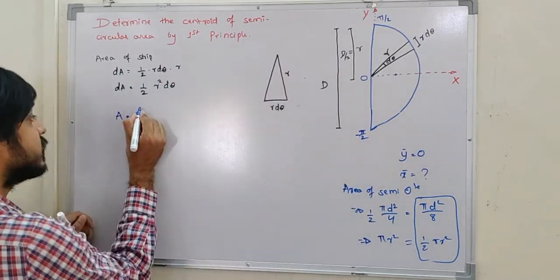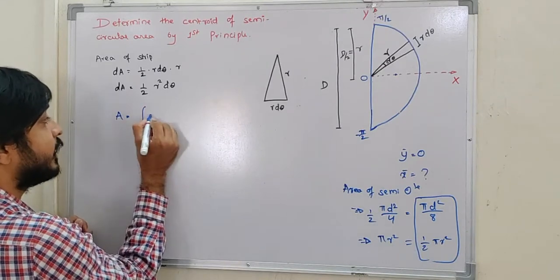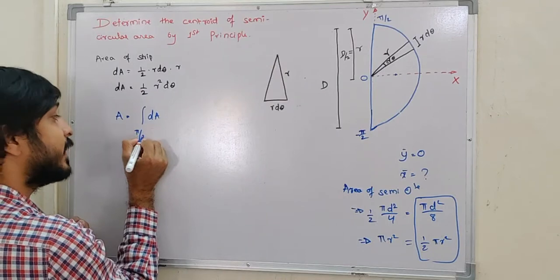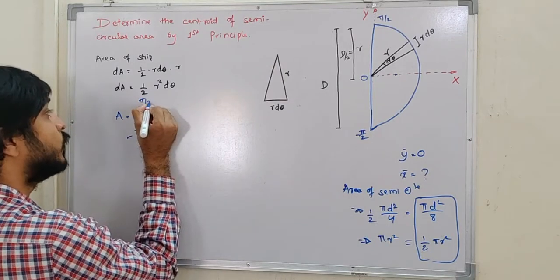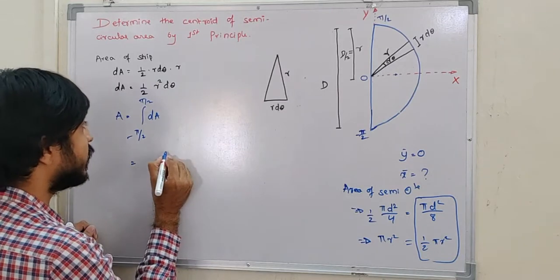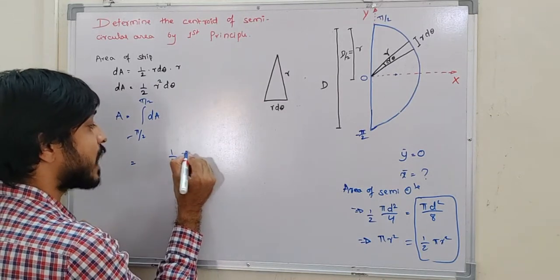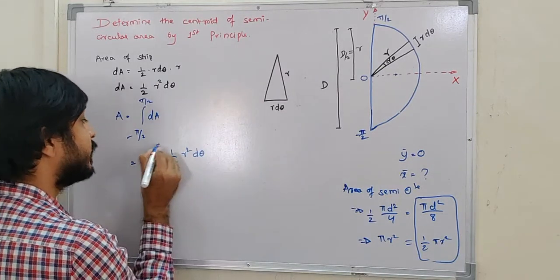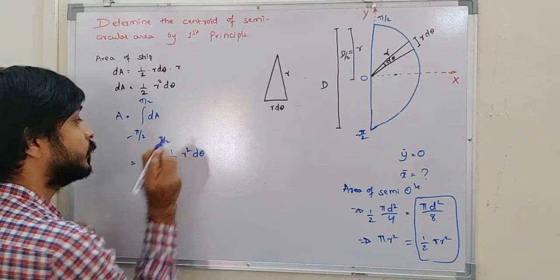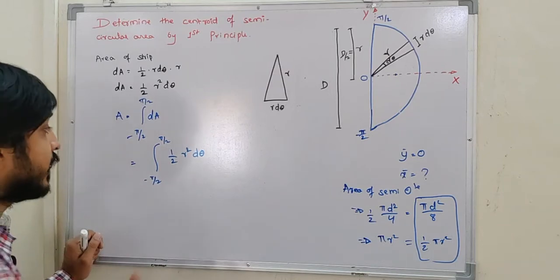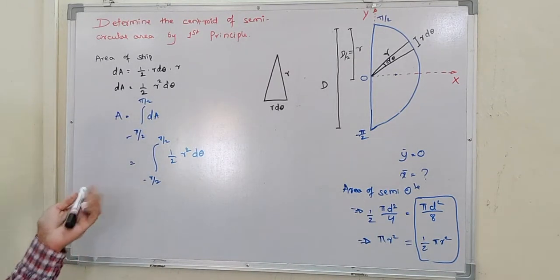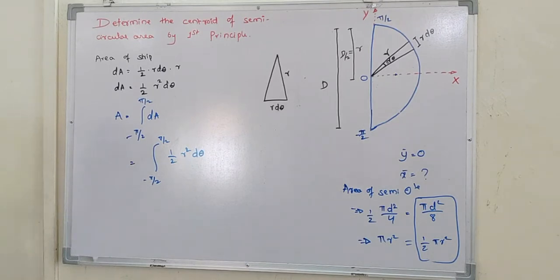Correct? So therefore this is integration of dA. The limits are minus pi by 2 to plus pi by 2. Correct? So now I will substitute dA here. If I substitute dA, what does it become? Half of r square d theta, and the integration ranges from minus pi by 2 to plus pi by 2. Correct? Now if I integrate it, what do I get?